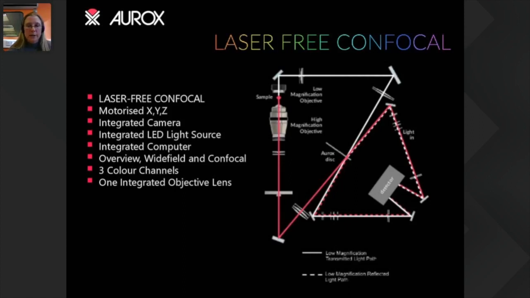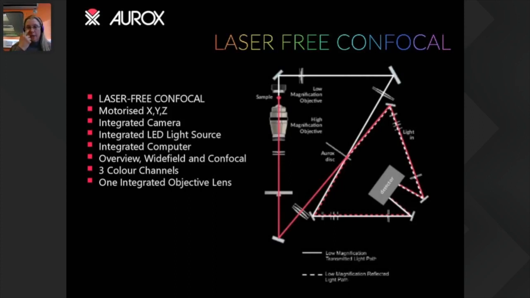Currently, the system will do 3 color channels, and there's a plan to add more in the future. At the moment, it's DAPI, FITC, TRITC. And one unique feature about Unity is it has one integrated objective lens. You can choose which objective lens is integrated at the beginning. It is possible to change them at a later date, but it's not something you routinely do, so it's all optimized to sit around one lens.